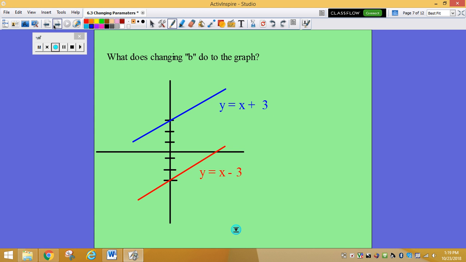Okay, now let's look at what happens when we change b. So you can notice my slope's the same. This slope is 1 and this slope is 1. What's changing is my b is -3 here and +3 here. So it crossed at -3 here and at +3 here.